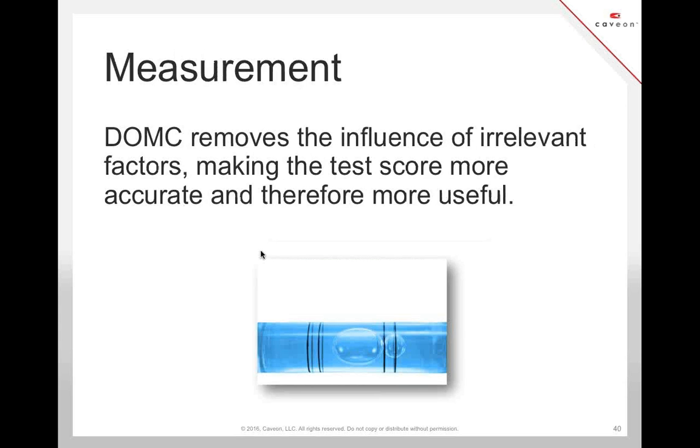Measurement. The most important thing for measurement is that DoMC removes irrelevant factors. I mentioned it before, so I won't spend much time on it, but taking the test, because you have great test-taking skills, is an irrelevant factor. DoMC removes those factors to the validity of the exam anyway. It makes the test more accurate and therefore more useful.